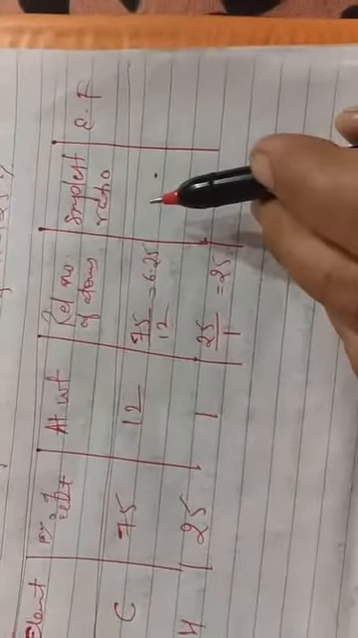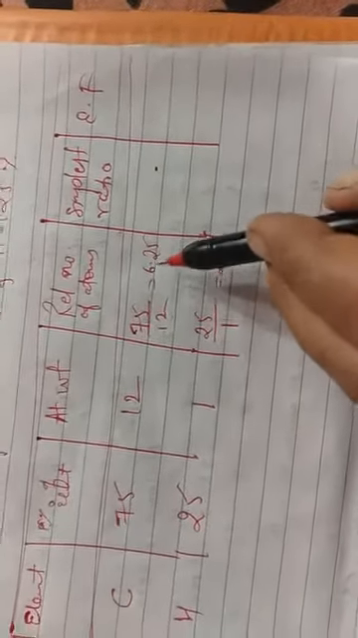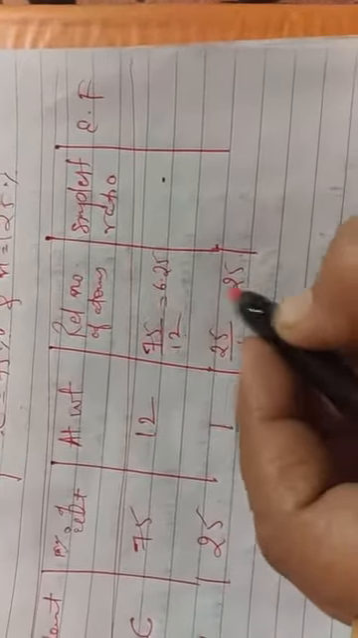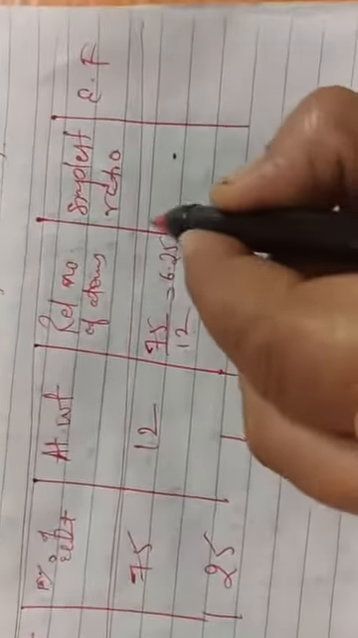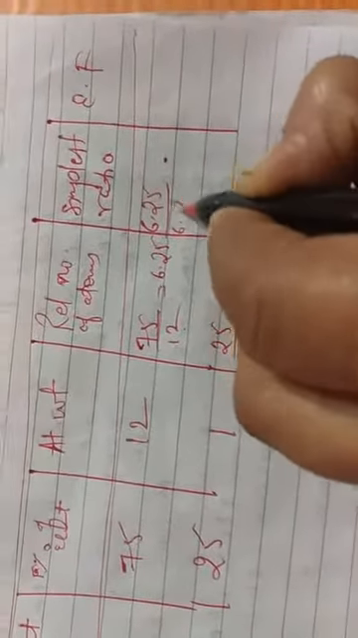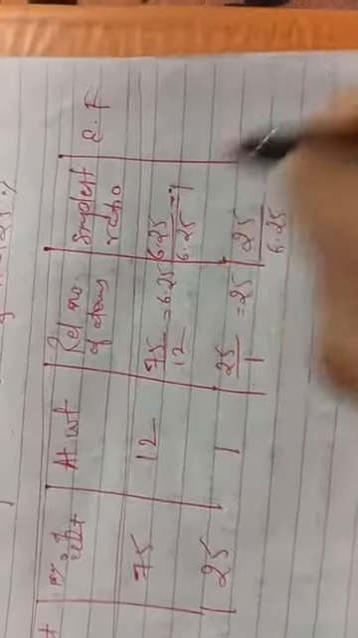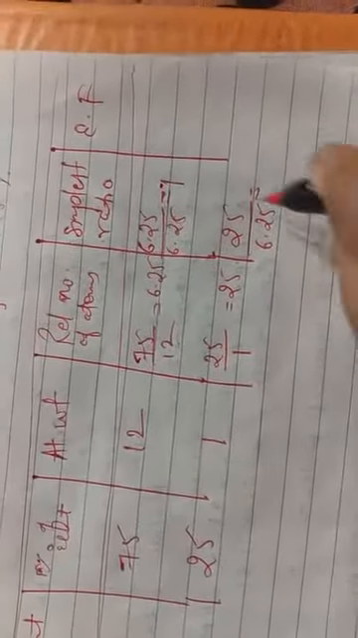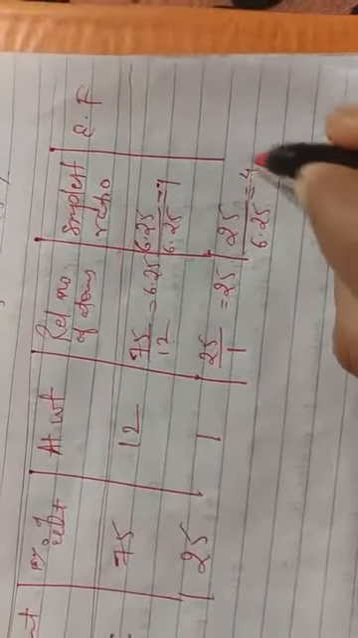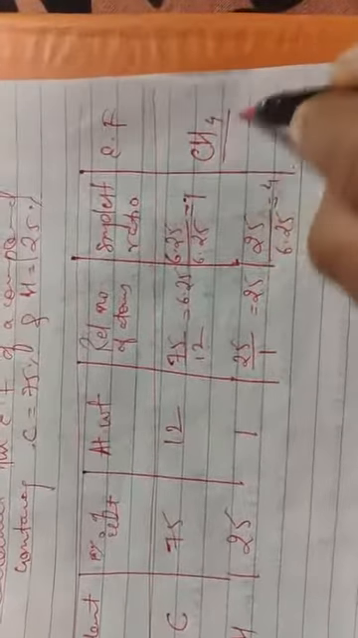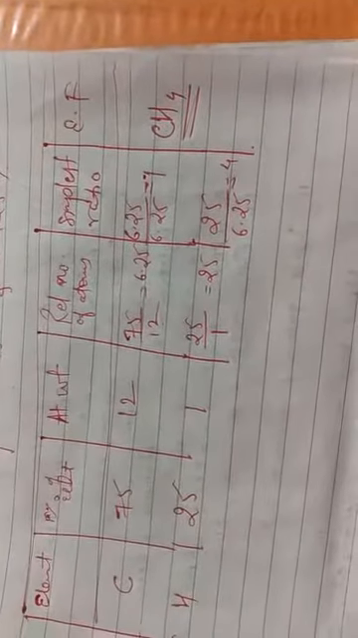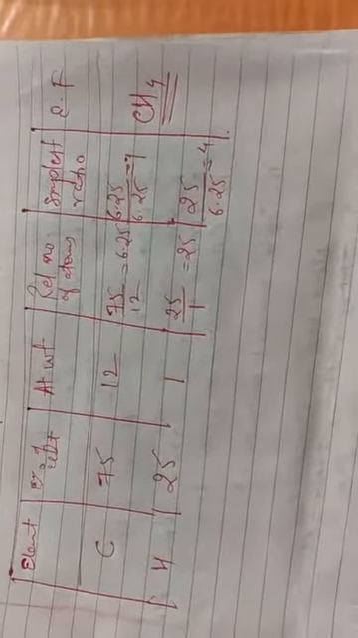Now in the simplest ratio, divide the ratios by the lowest one. Among 6.25 and 25, 6.25 is the lowest one. So divide 6.25 by 6.25, and 25 by 6.25. The answer will become 1, and here it will become 4. So your empirical formula will have carbon with 1 atom and hydrogen with 4. So your empirical formula will be CH4, that is, methane.